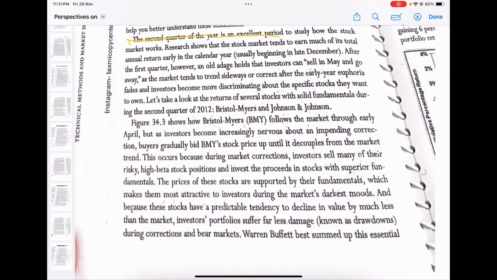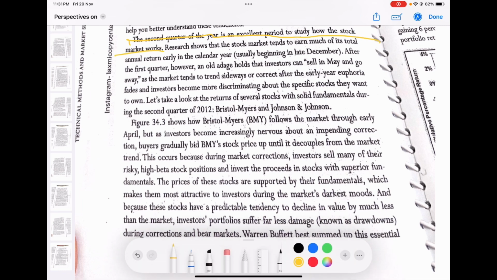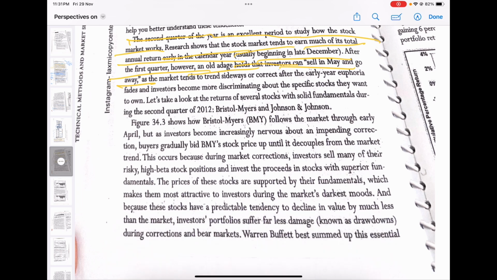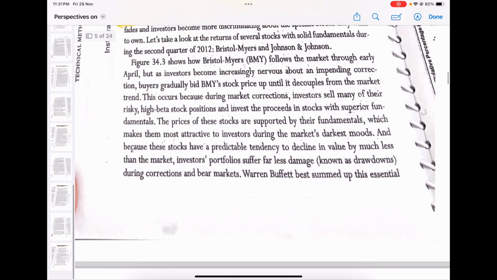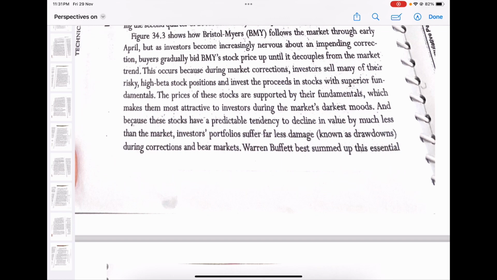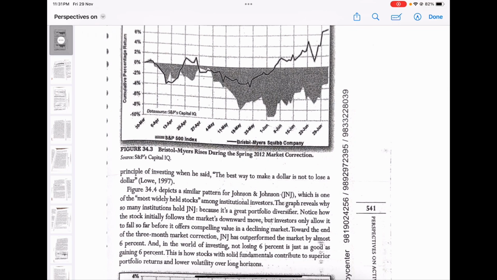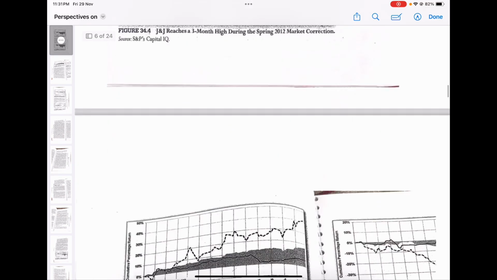The second quarter of the year is an excellent period to study how the stock market works. Research shows that the stock market tends to earn much of its total annual return early in the calendar year. After the first quarter, however, an adage holds that investors should sell in May and go away. So usually it's a researched fact that during the first or the second quarter, the markets give the highest returns, and by May people actually sell off their holdings. That is again one thing which is said. You can read Bristol Myers if you want to, and so on.